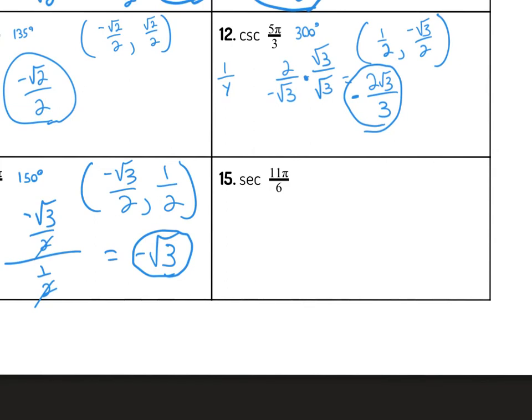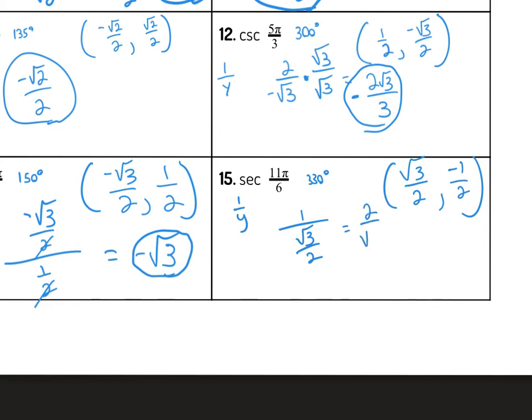Secant, that's 1 over the cosine, so 1 over x, and 11 pi over 6, which is 330 degrees if you need to convert it, but we don't need to. 11 pi over 6 is on my unit circle. The coordinate is square root of 3 over 2, negative 1/2. It has a 30-degree reference angle. So 1 over the x will be 1 over the square root of 3 over 2. And that will make the square root of 3 over 2 its reciprocal, 2 over the square root of 3.